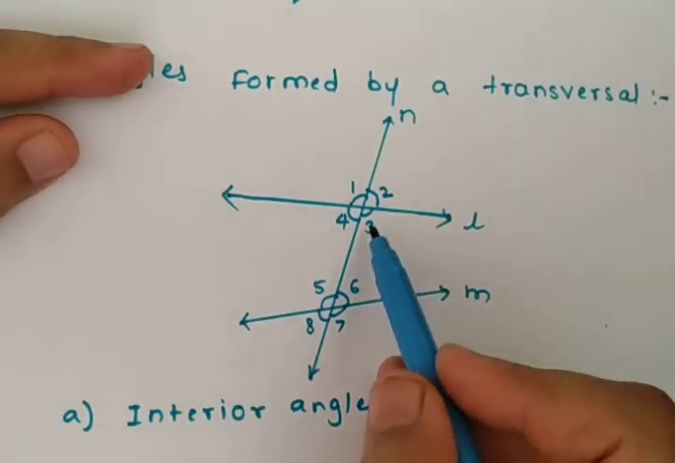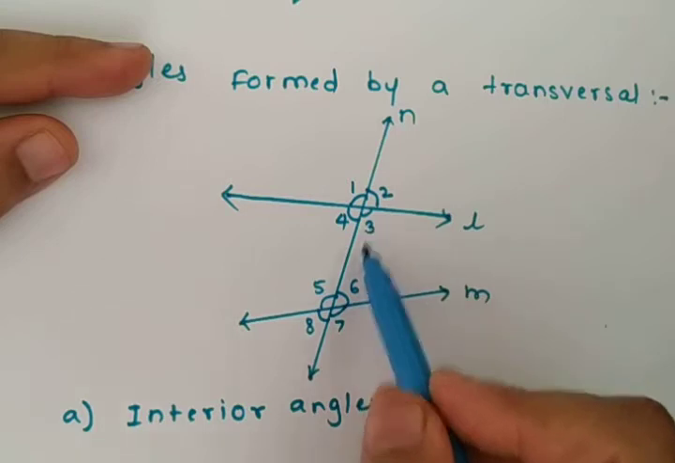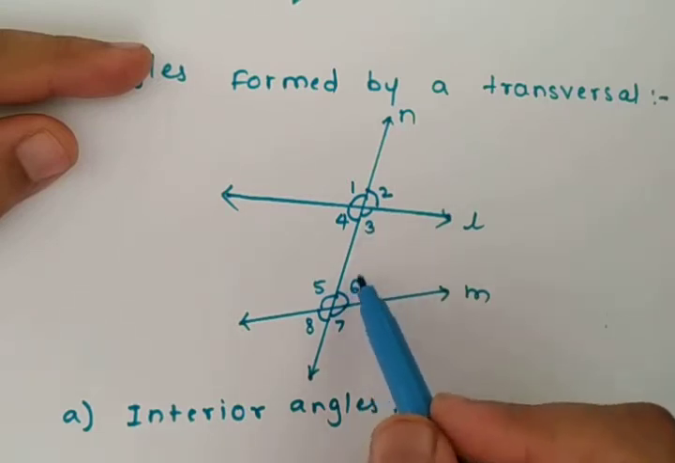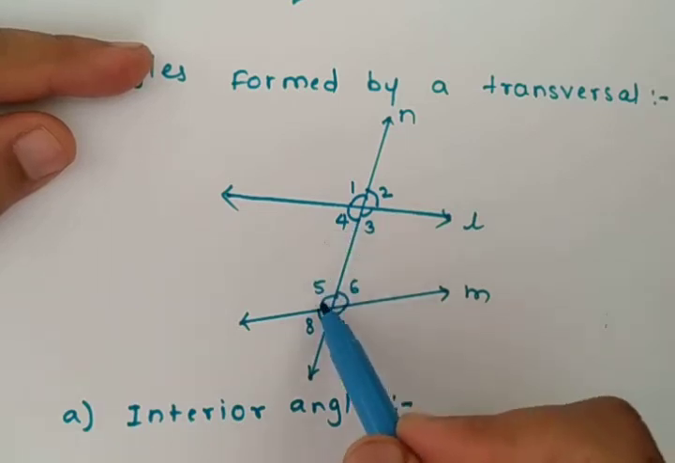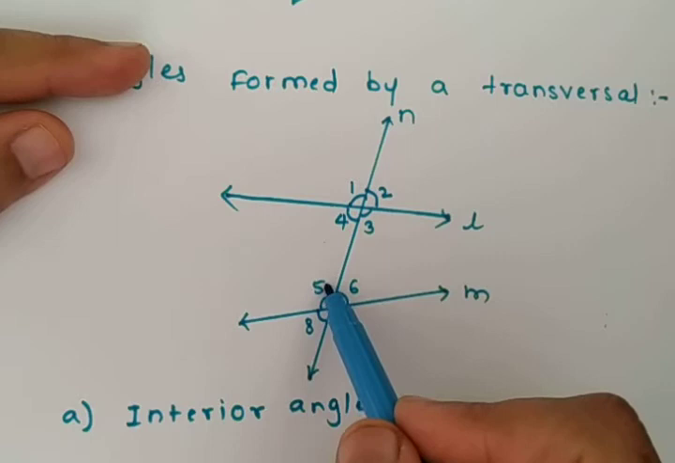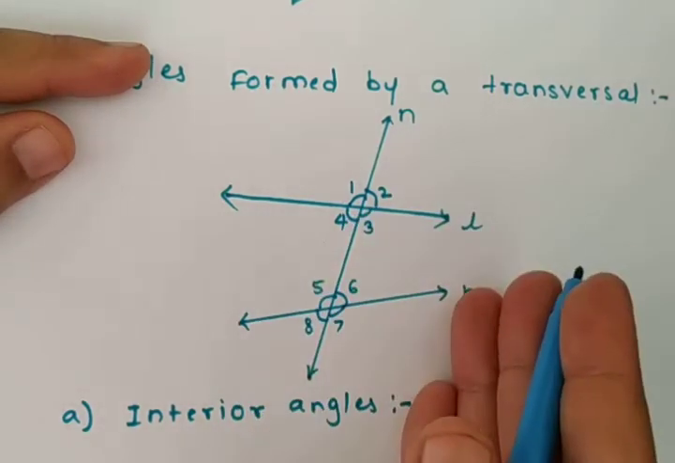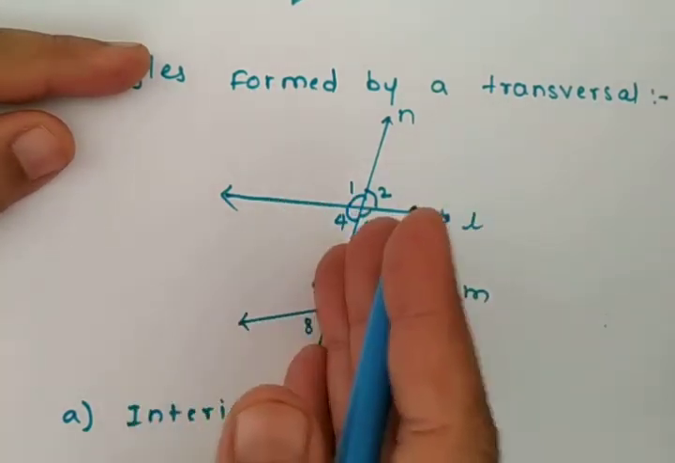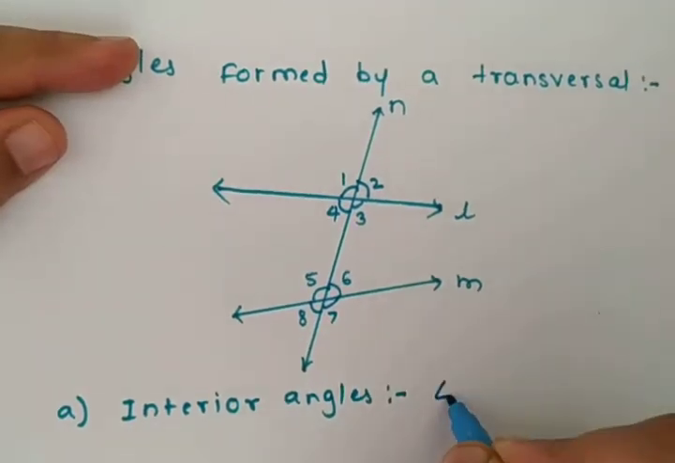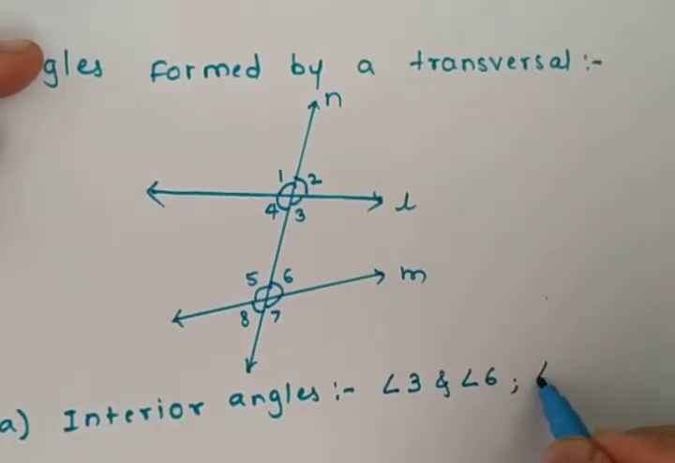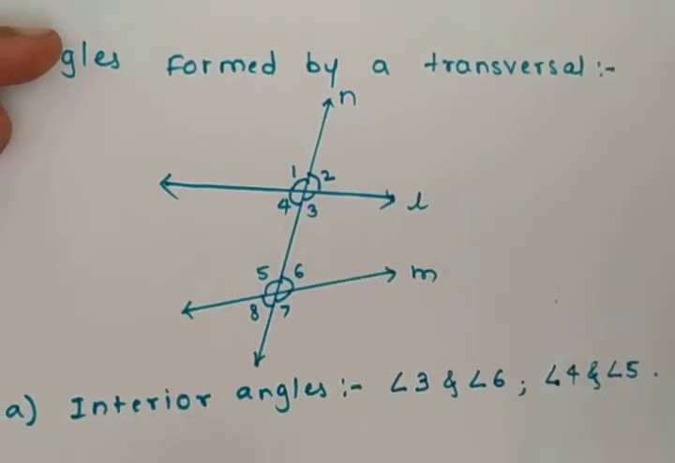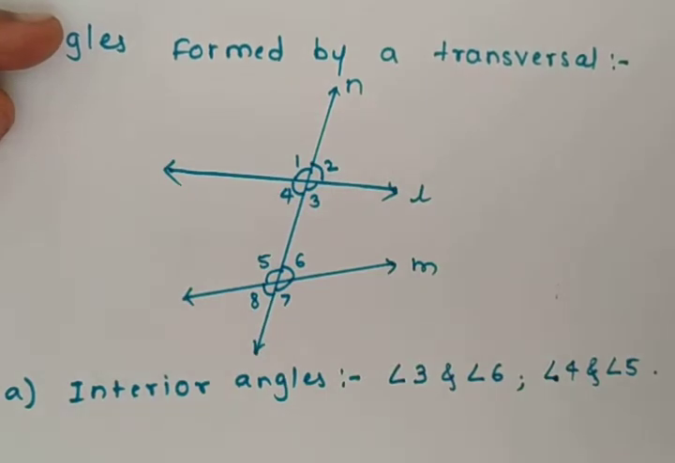Here, angle 3 and angle 6 are said to be interior angles, or angle 4 and angle 5, these are said to be interior angles. Why are these said to be interior angles? Because these angles lie on the same side of the transversal. Clear? On the same side. So angle 3 and angle 6 are interior, and angle 4 and angle 5 are said to be interior angles. Clear?